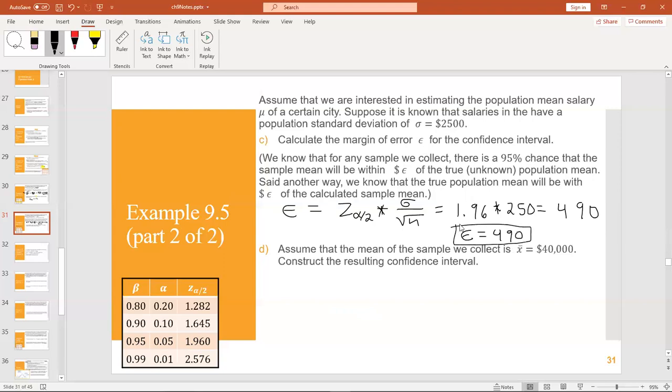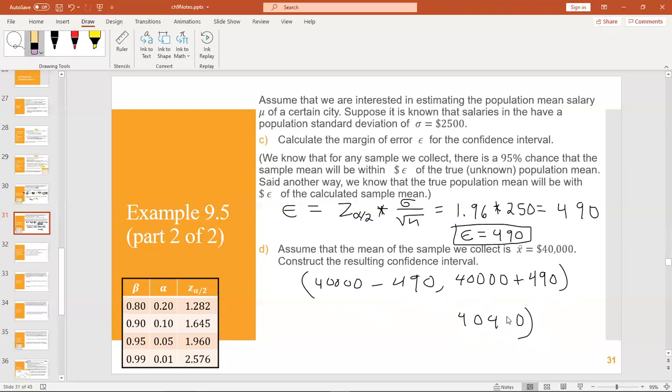There you go. Assume that the mean of the sample we collected, X bar, is 40,000. Calculate the confidence interval. So it's going to be 40,000 minus the error, which is 490. That'll be the low end. And then if you do 40,000 plus the margin of error, that will give you the range of values. So 40,490 as the top end.